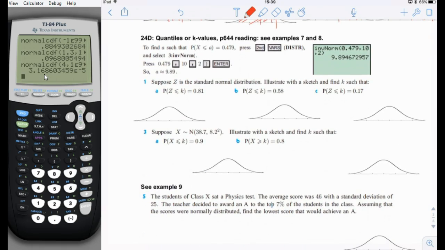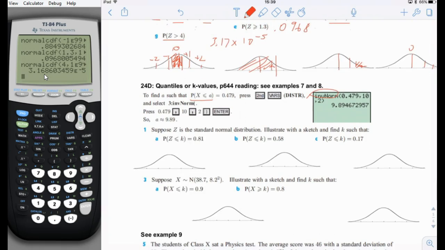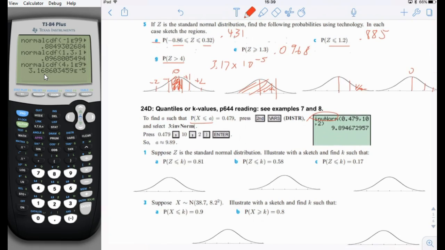Alright, quantiles or k-values. To find A such that the probability of X less than A is 0.479, we're going to use the inverse normal function. So we're doing kind of a reverse problem here. Yes, we do know the standard deviation and the mean, but we want to know what is the marker. Like here, we knew that this was 1.2, and we later found out that the percentage is 0.885. What they're doing now is giving us 0.885, and they want us to figure out where 1.2 is, and that's what inverse normal does. Okay, so let's do that.